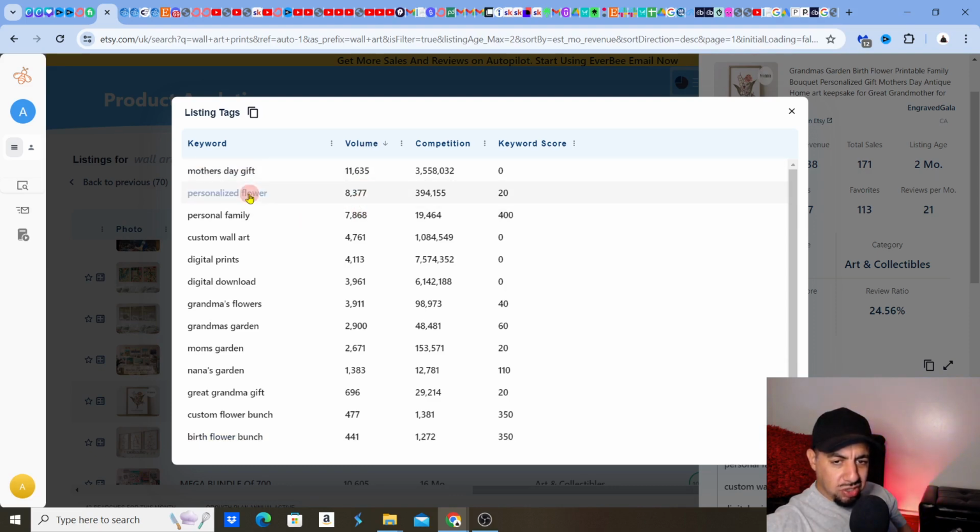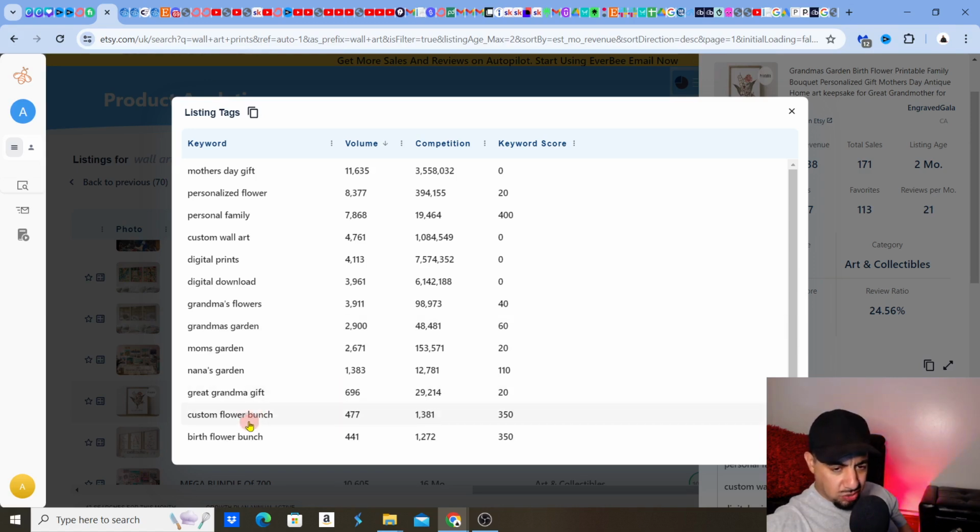So what I will look at is some of the volume, like how much people search for these particular keywords. So for example, just an example, if I come to grandma's garden or grandma's flowers, the volume is there, 3,911 with a competition of 98,000. And the keyword score is 40. Now, keyword score means the higher the keyword score, the better, right?